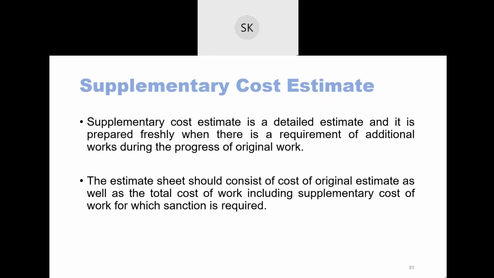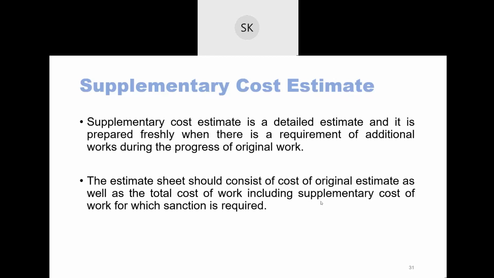Okay, if there is additional work, you have to go for a supplementary cost estimate, which means you have to freshly prepare an estimate for that purpose. The estimate sheet should consist of the cost of the original estimate as well as the total cost of work, including the supplementary cost of work for which sanction is required. So it will have the original estimate, plus the total cost of work including the supplementary cost of work.